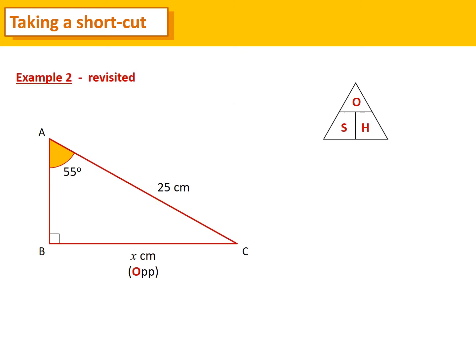How would it work with this example? We are trying to find x, and x is the opposite side to the 55-degree angle. So we would place our finger over the O for opposite, and that tells us that the opposite is the sine of the angle times the hypotenuse. Straight away, it gives us an expression for x. We put it into our calculator and we round off appropriately.